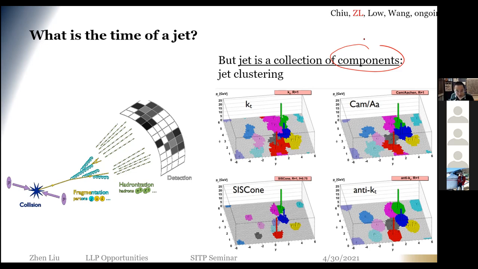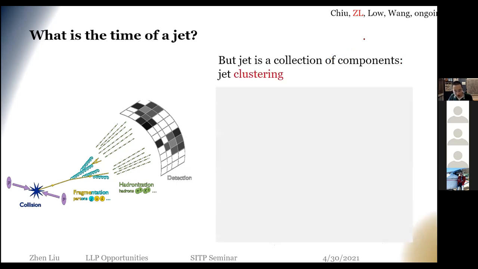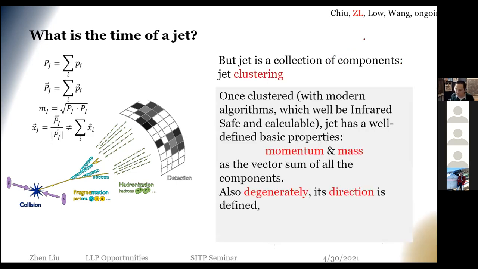So it's a new concept, because the timing stemmed from our initial thinking that we should define a time for a jet. The jet is a collection of components. Let's use some classical algorithm, let's say anti-kT, okay? So once I define the jet as a collection of objects, of course I can define a bunch of jet properties. We immediately know the momentum of a jet and even the mass of a jet, okay?